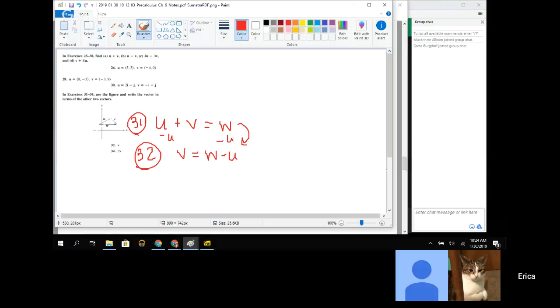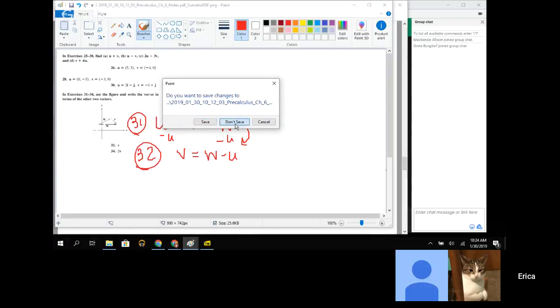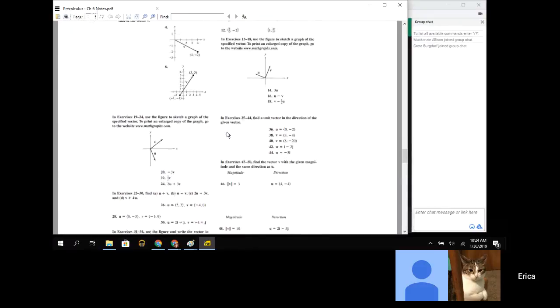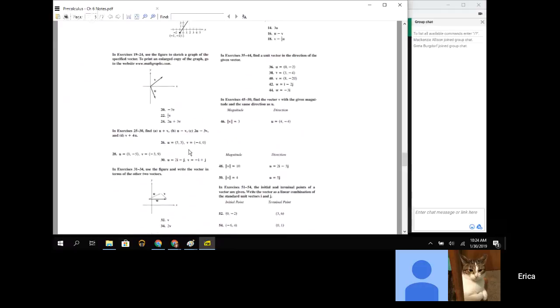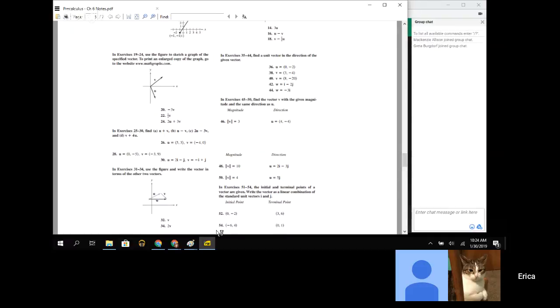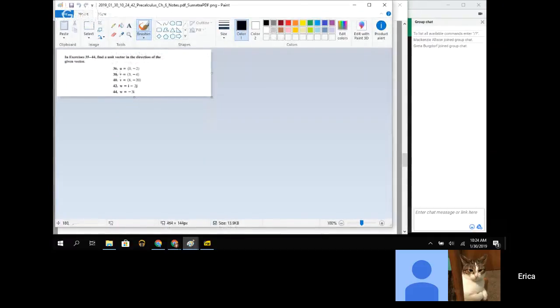All right, let's do some more things. Like I said, we kind of introduced the concept, so now it's just showing you some different ways that plays out. All right, so let's talk about this. In these exercises, find a unit vector in the direction of the given vector. So remember, a unit vector has a magnitude of 1. So basically, this unit vector, you know it's going to have a magnitude of 1. It's just going to go in the same direction as your initial vector.